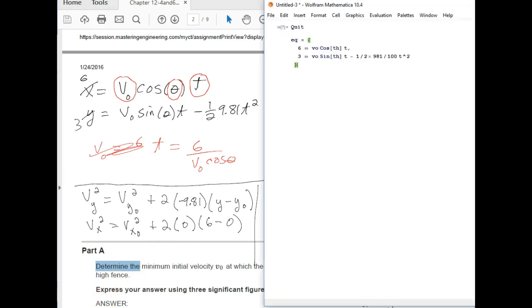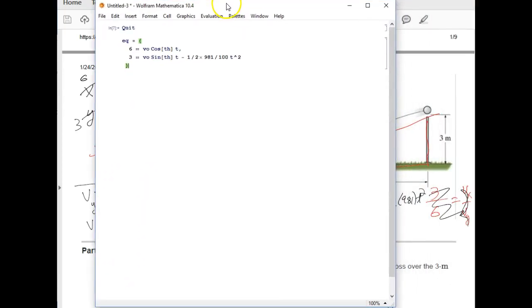Okay, so here I've pulled up Mathematica. The first thing I do is quit, and then I've just typed these 2 equations in. I believe I've not made a mistake, but those are my 2 equations. Now I'm going to slide this over so it's a little easier to see, and I'm going to execute this.